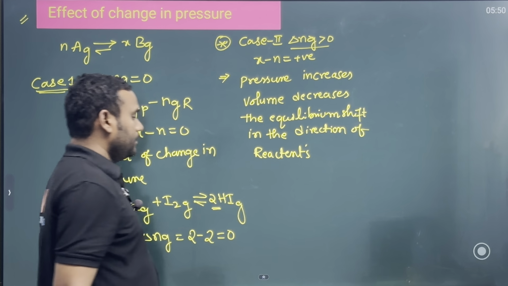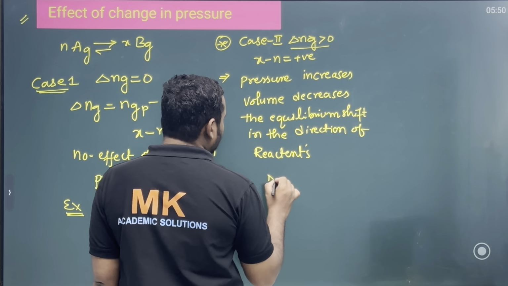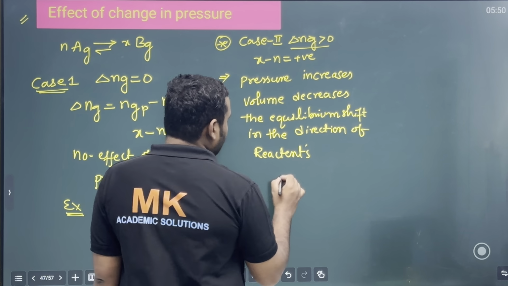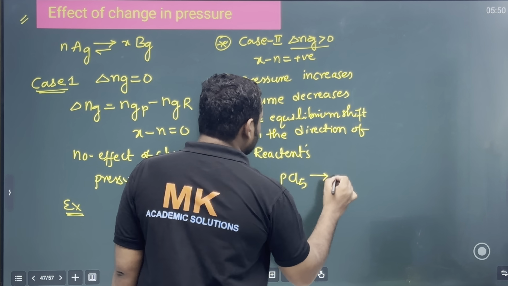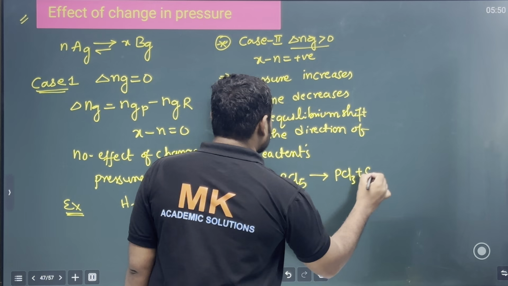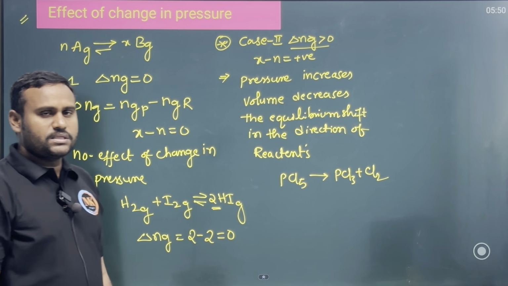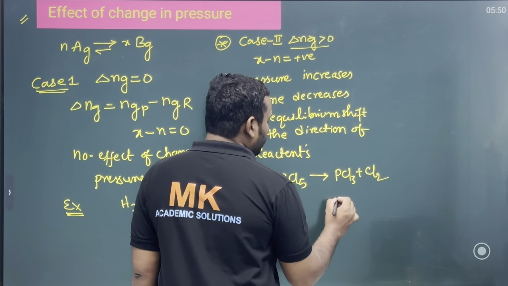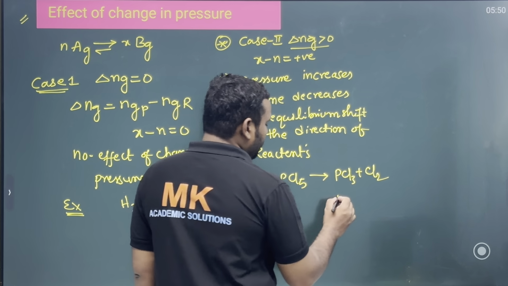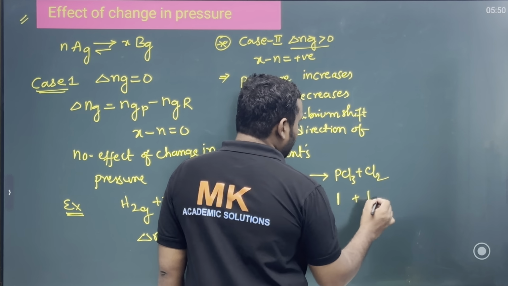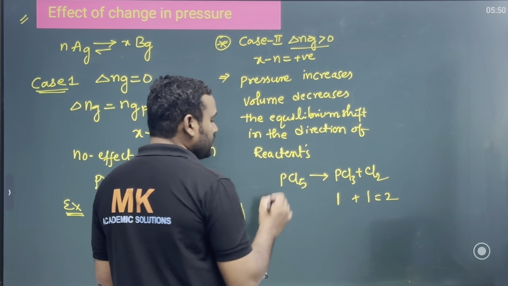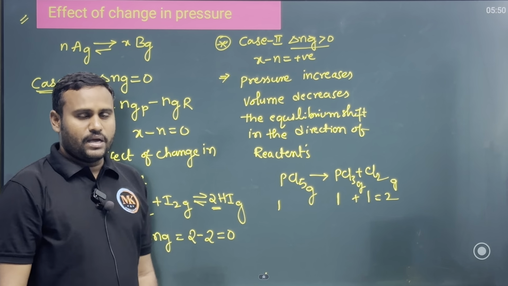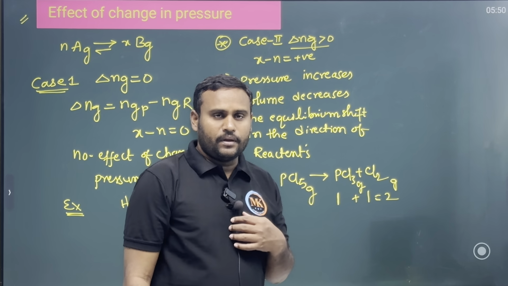Let us take one example. PCl5 gives rise to PCl3 plus Cl2. What is delta Ng here? Delta Ng is positive, plus 1. How many moles of products are there? 1 mole plus 1 mole, total 2 moles of products, while here only 1 mole is there. All are present in the gaseous state only. So here what will happen?